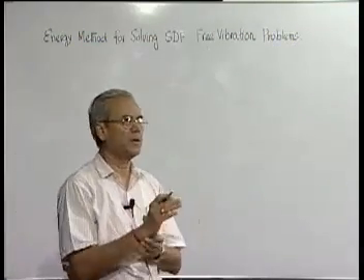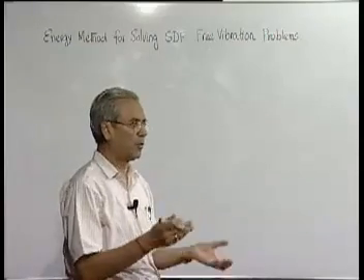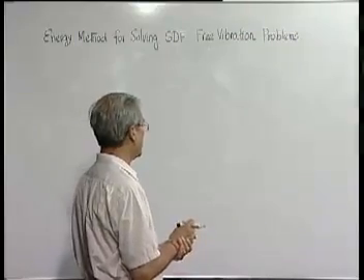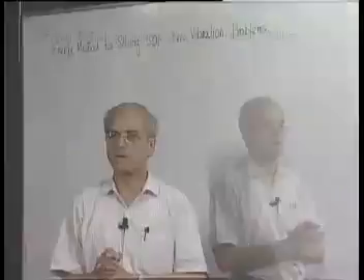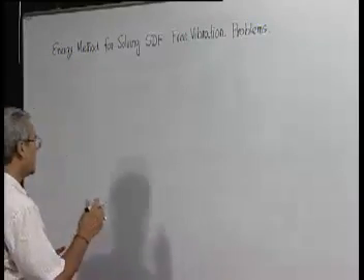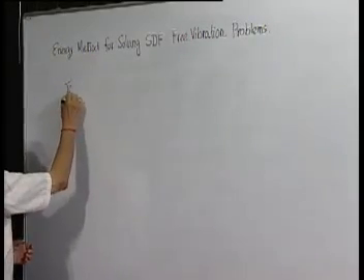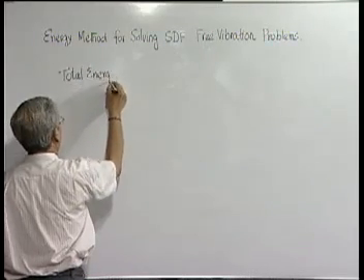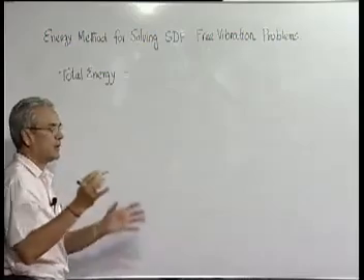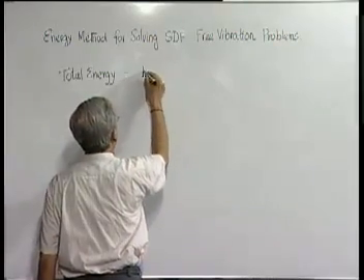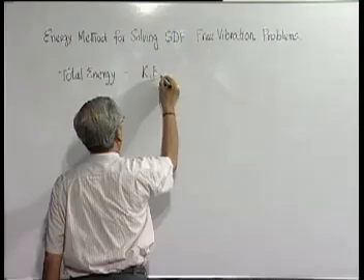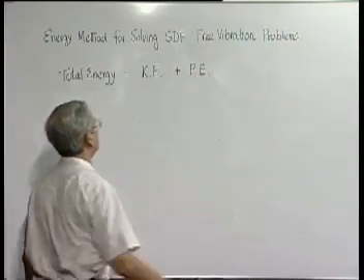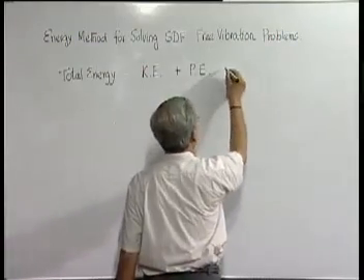At the root of the whole philosophy or approach or method, you can say, is the fact that without any dissipation of energy, total mechanical energy in the system remains constant. So the total energy, which is the sum of kinetic energy and potential energy, remains constant.